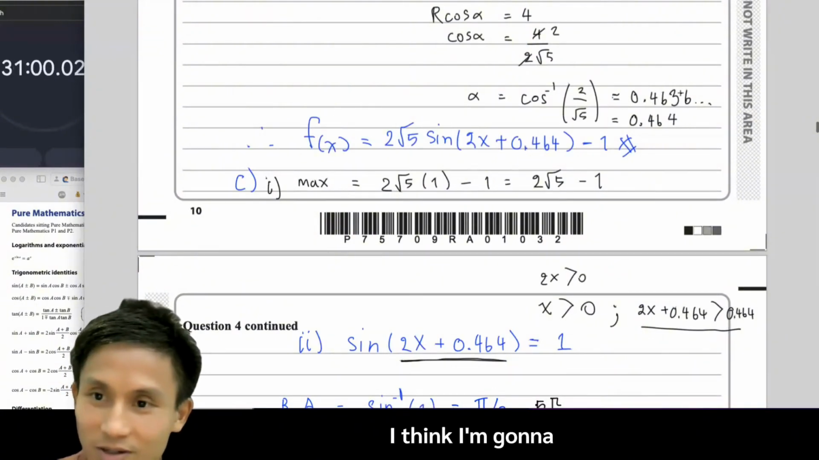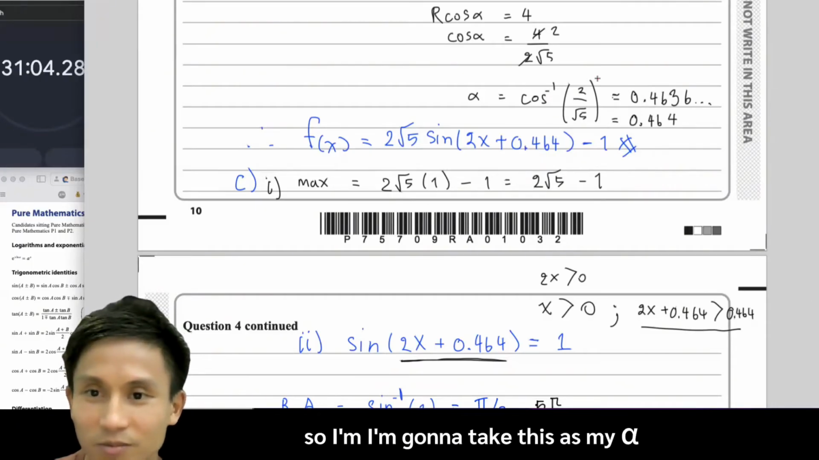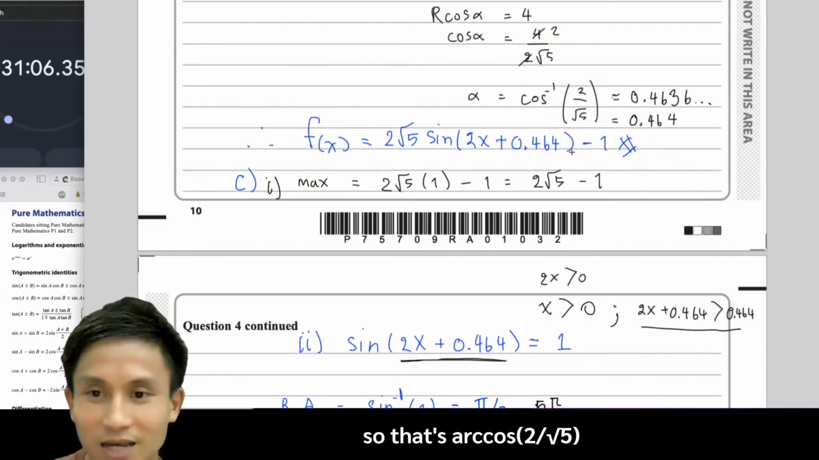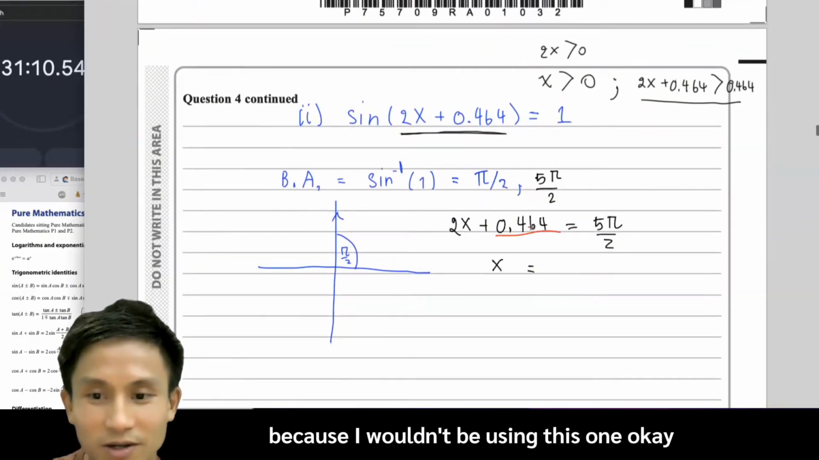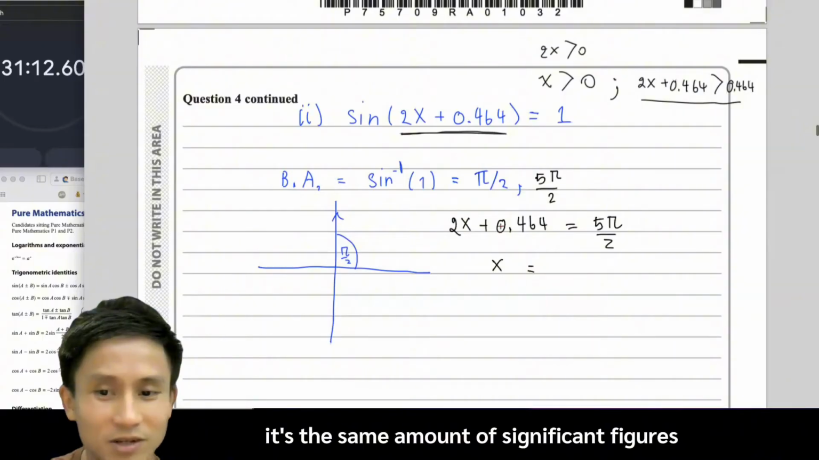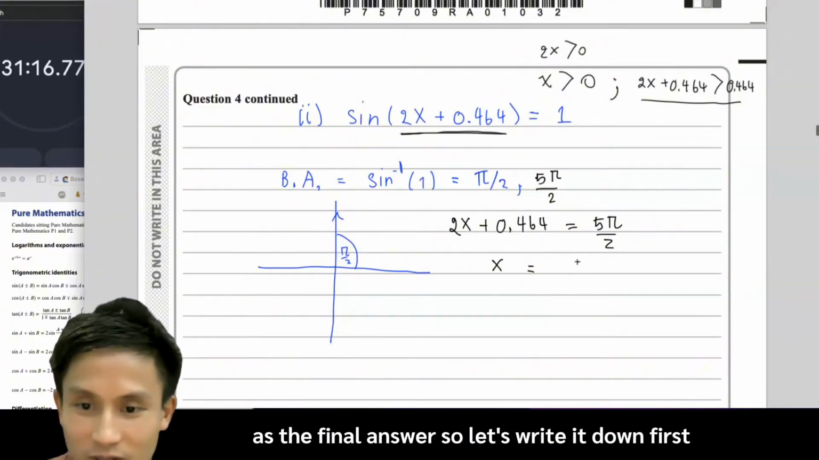I think I'm going to, you know what, guys? I don't feel secure. So I'm going to take this as my alpha. So that's arc cos 2 over root 5, because I wouldn't be using this one. Okay, it's the same amount of significant figures as the final answer. So let's write it down first.